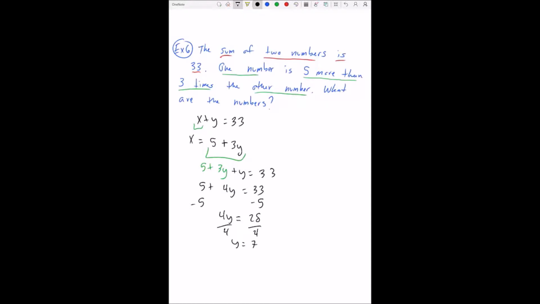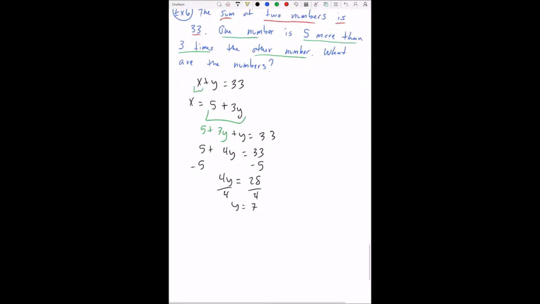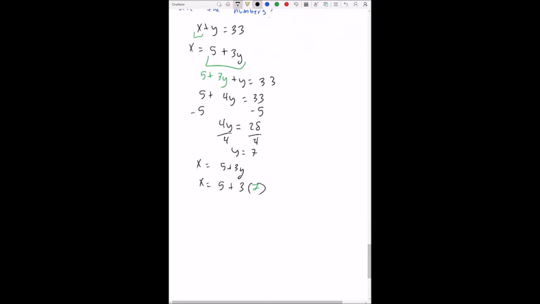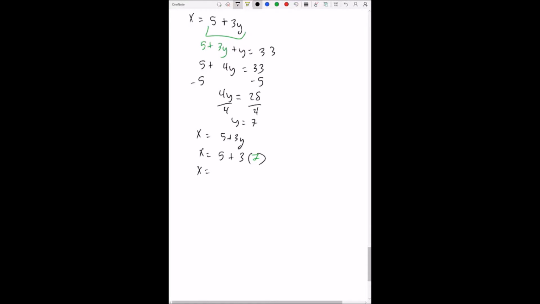Now what we're going to do with this one, we're going to plug it back in to find x. So we're going to use the bottom one because x is already solved for. So we have x equals 5 plus 3y. We have x equals 5 plus 3 times 7. So we have x equals 5 plus 21, so x equals 26. But anytime that you have a word problem, you need to answer using a sentence. So we have the numbers.